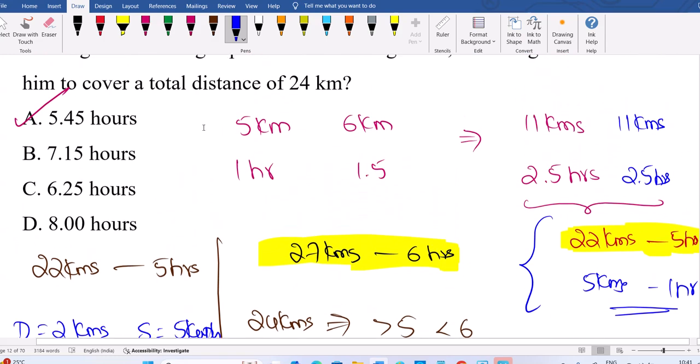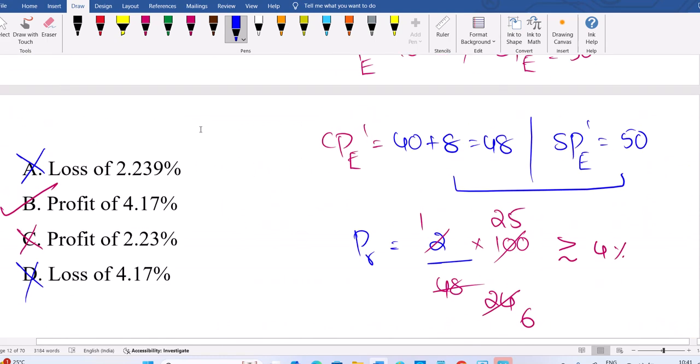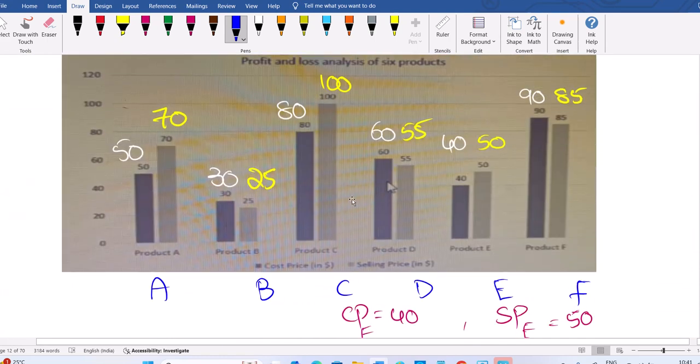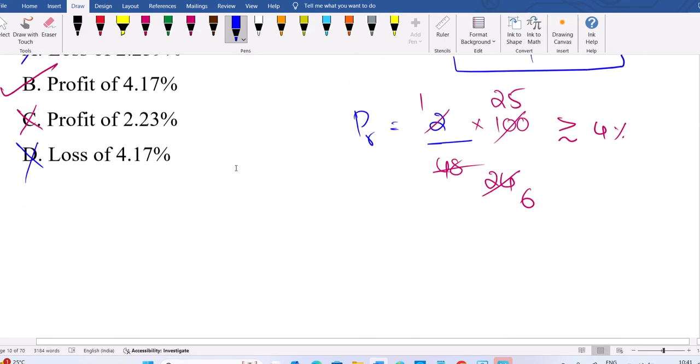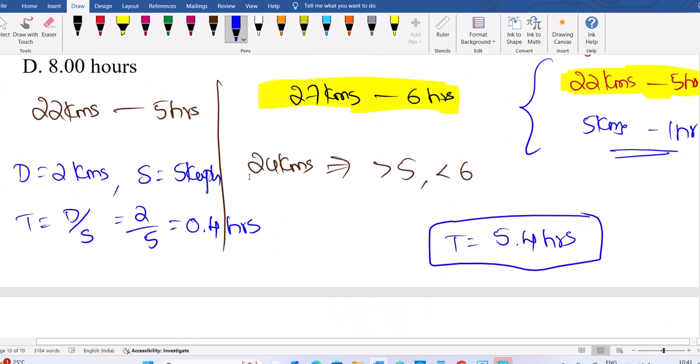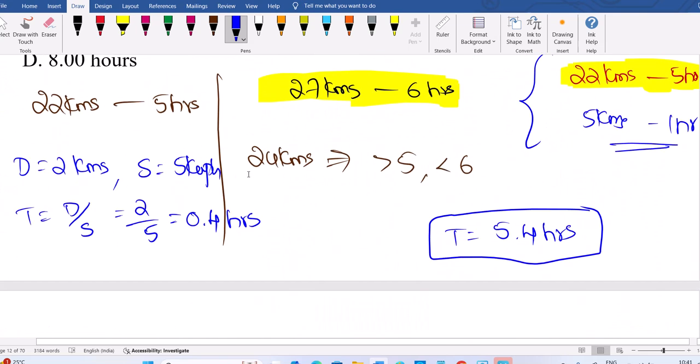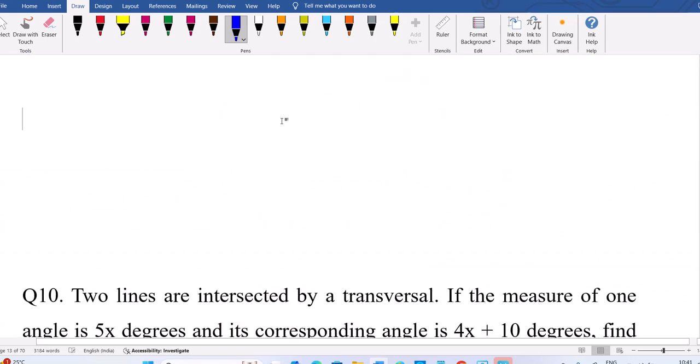Maybe it's a typing error, because don't expect the questions to give everything. They'll give screenshots like this, and if you pick from there, there may be some typing errors. But you can find it's around 5.4 required. Exact is 5.4 actually. Now, let's see about the next one.